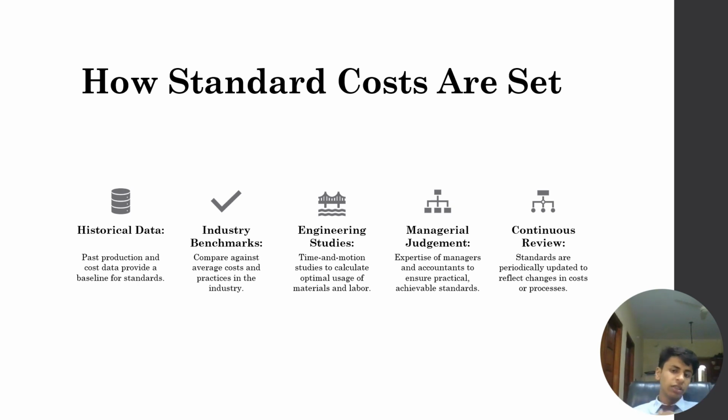Then comes engineering studies. The time and motion studies are used to calculate the optimal range of materials and labor that would be required. Managerial judgments: experts or managers can judge how much of the resources would be used and what are the advisable standards. Continuous reviews: standards are periodically updated to reflect changes in the process and are useful in setting standard costs.